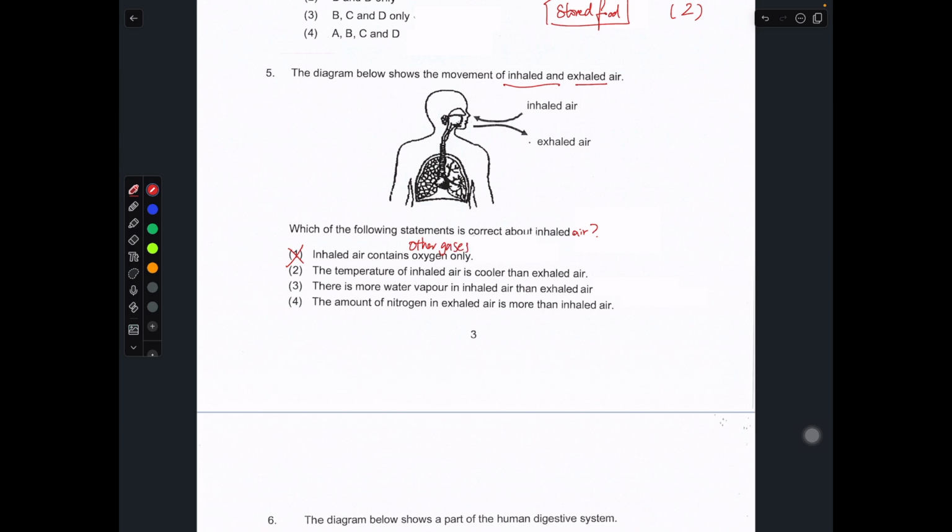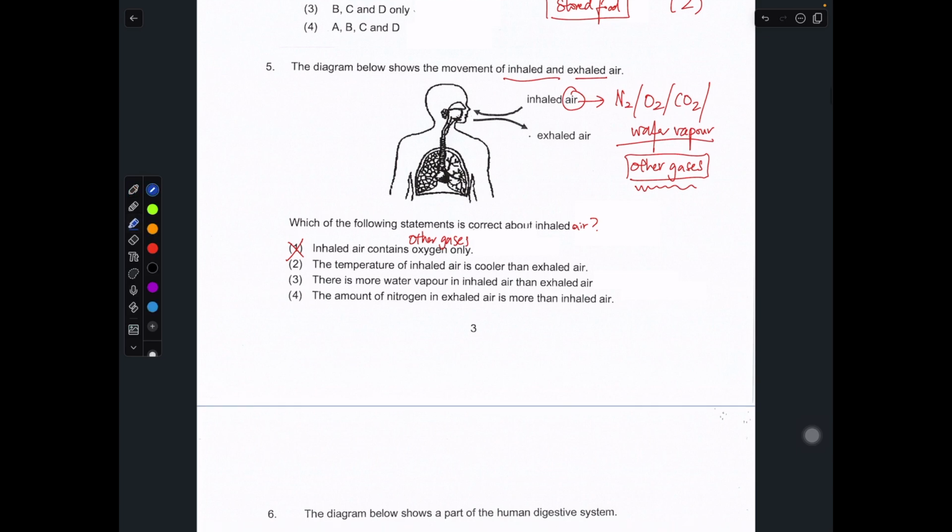So air itself is made up of a few key components: your nitrogen, your oxygen, carbon dioxide, as well as your water vapor, as well as other gases that are sometimes present in a small amount, but it's insignificant for us to mention. The four main players will be your nitrogen, oxygen, carbon dioxide, and water vapor.